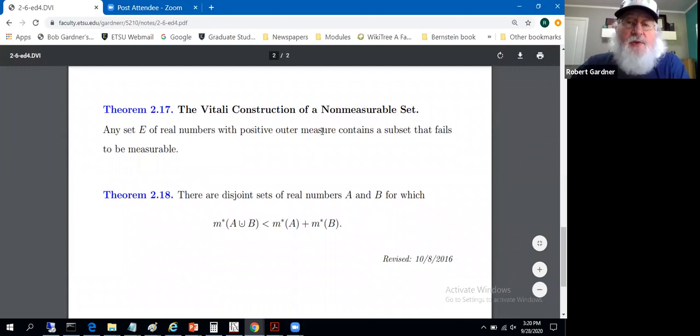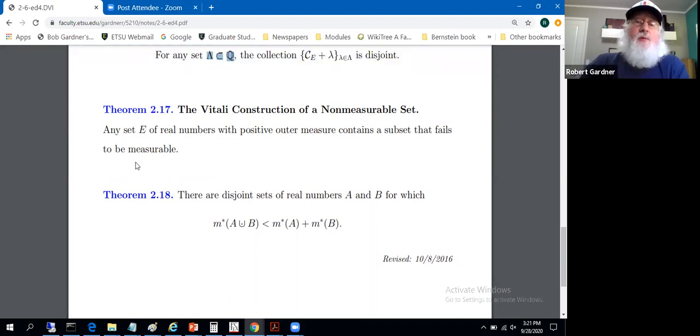Okay, the Vitali construction of a non-measurable set says any set E of real numbers with positive outer measure contains a subset that fails to be measurable. We've mentioned this in the other videos. That means there are non-measurable sets just all over the place. Whenever you have a set of positive outer measure, it has non-measurable subsets. So non-measurable sets are everywhere. So from here on out, when we talk measure, when we talk Lebesgue integration, we'll always have to throw in these hypotheses of measurability of all of the relevant sets.